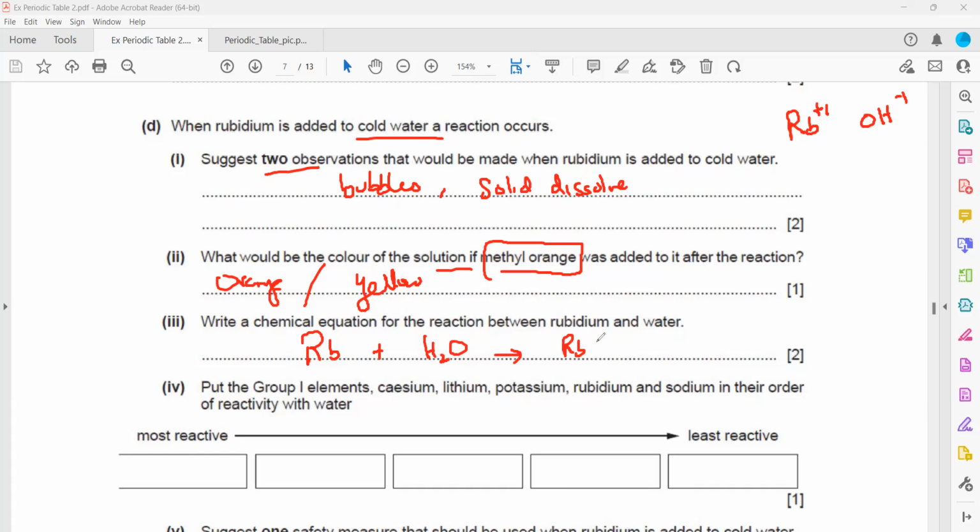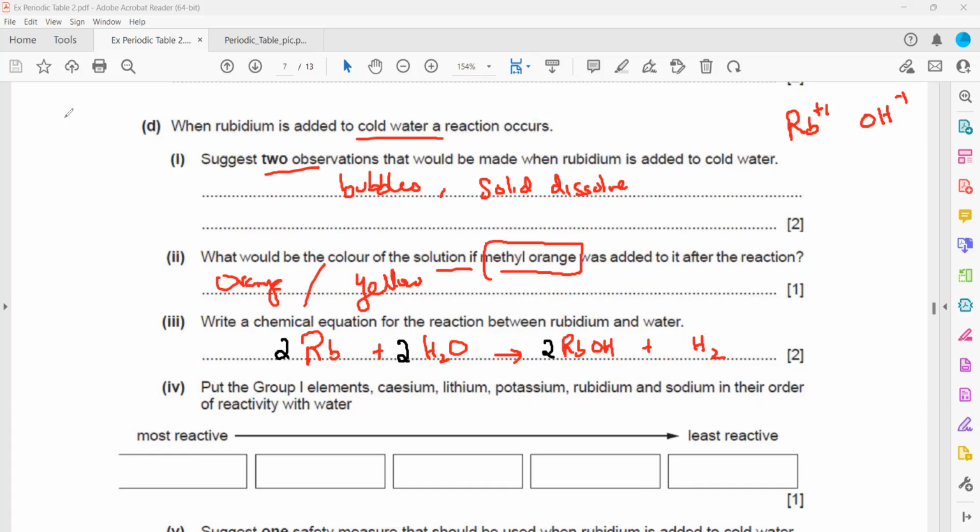And hydrogen is also given out. Then balancing, we start balancing with oxygen followed by hydrogen. Oxygen is already balanced, then we try to balance hydrogen. So we put 2 here, hydrogen is 4, here on 3. So we put 2, hydrogen is balanced. And then we put 2, so rubidium is also balanced. So 1 mark is for the product, 1 mark is for balancing.